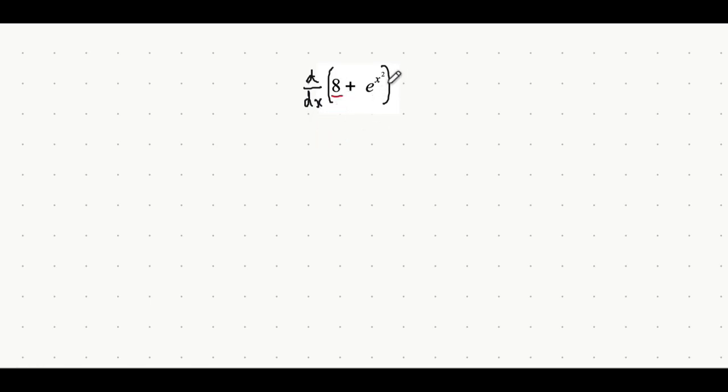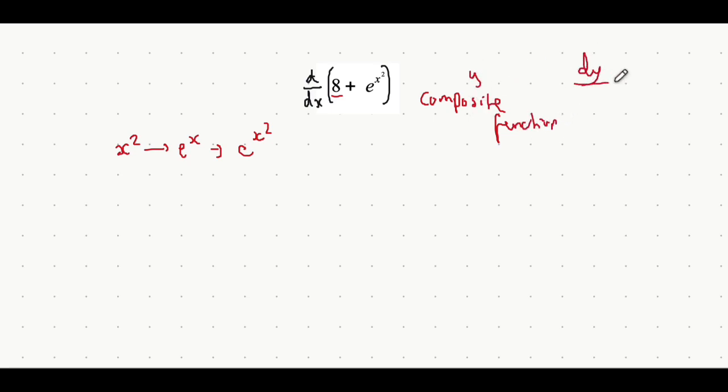However, differentiating e to the x squared, well, what we have here is a function x squared inside of the function e to the x. That's what would give e to the x squared. When you put a function inside of another function, we call that a composite function. And whenever you differentiate a composite function, that's where you use the chain rule. So I'm just going to make a very quick note of that. If y is a composite function, then dy/dx can be found using the chain rule.